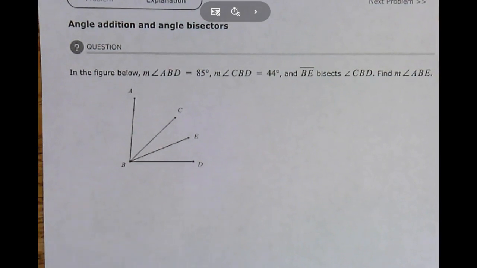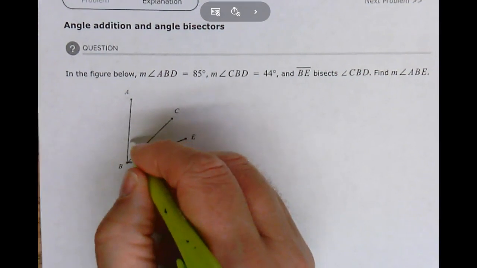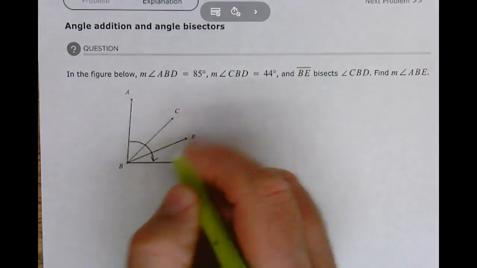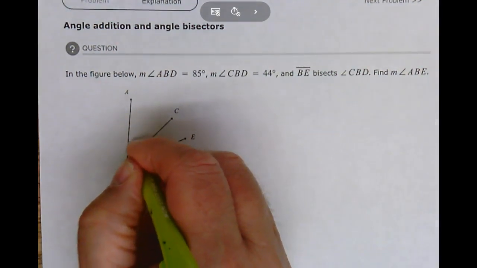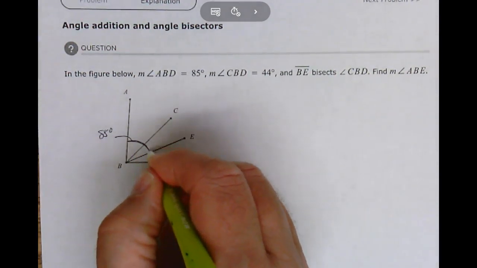Okay, so these are some problems on angle bisectors and angle addition. So we're given some of the angles, and then we have to use the information we're given and do some algebra and figure out some unknown angles. So the first thing it gives us here is the measure of angle ABD. This one right here, this whole thing is equal to 85 degrees. The whole thing is 85.